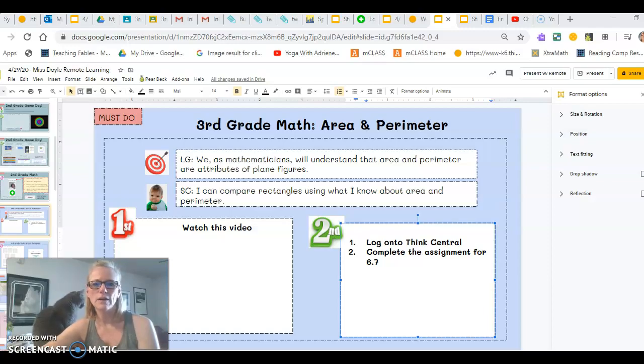Attributes are key pieces that describe something that you're looking at. Today it's going to be plane figures, mostly rectangles today.